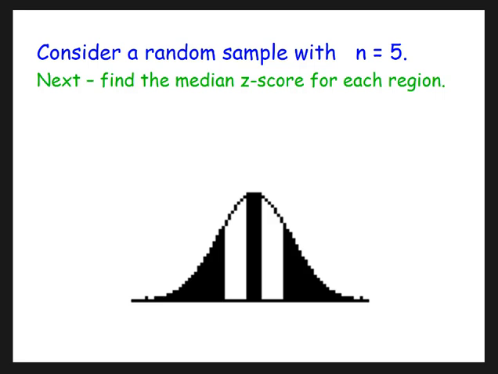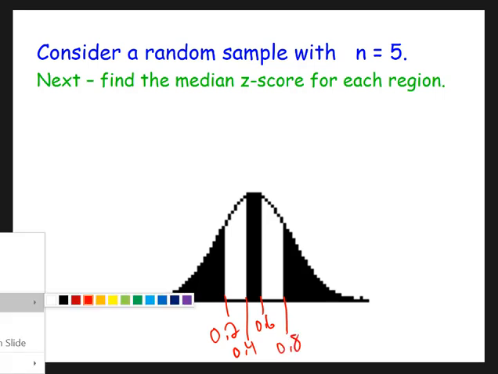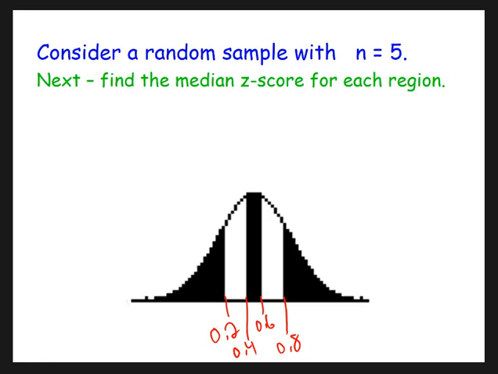So if each of these has a probability of 0.2, this here would be 0.2, this would be 0.4, this would be 0.6, this would be 0.8. So our median z-scores will be the inverse probability for 0.1. Here would be the middle of that. The middle of this will be 0.3. The middle of this one, I'll put it up here, is at 0.5. The middle of this one is going to be at 0.7, and the middle of this one will be at 0.9.